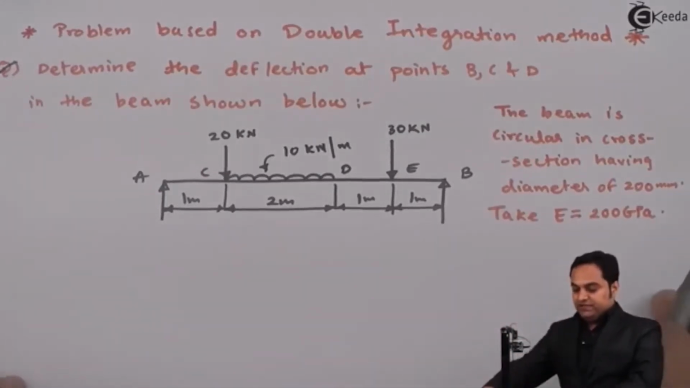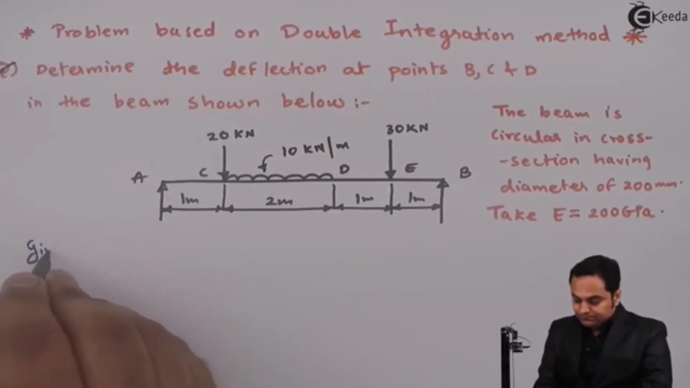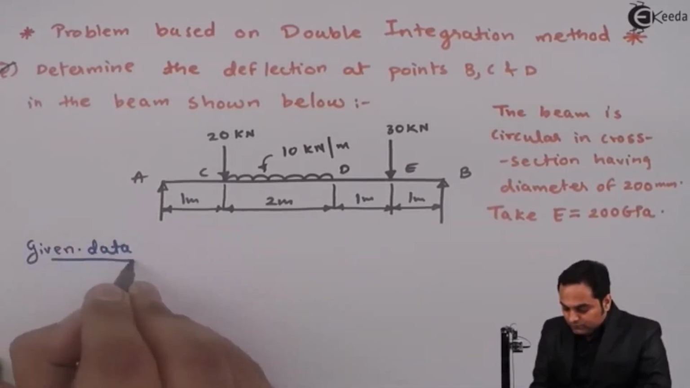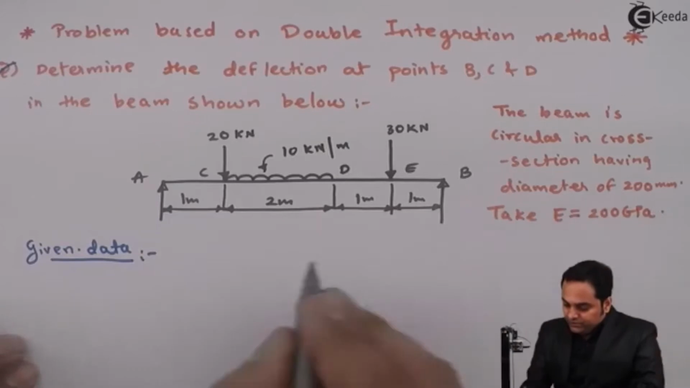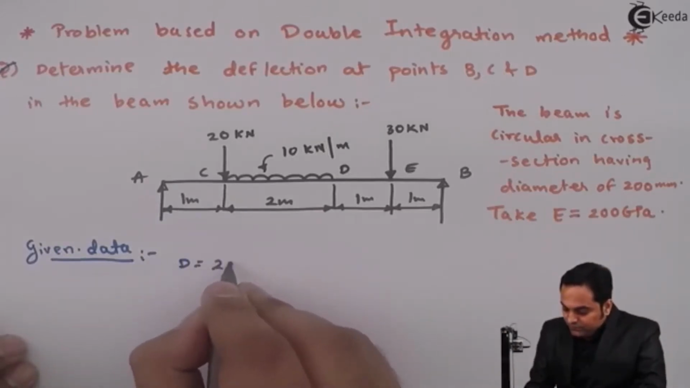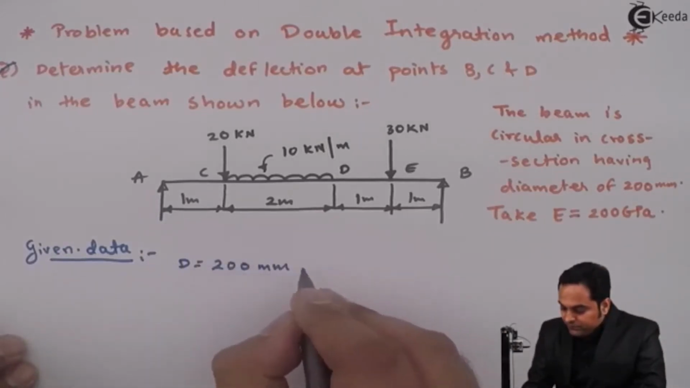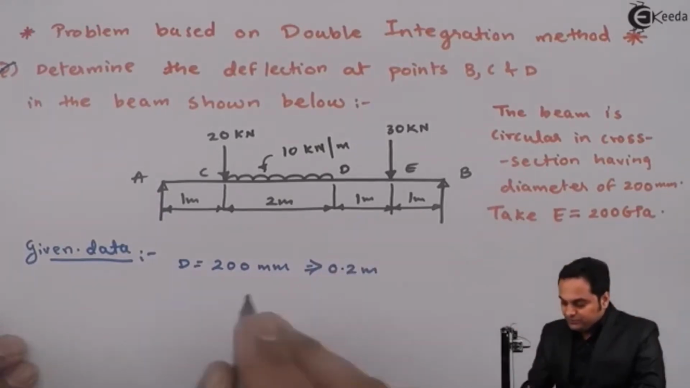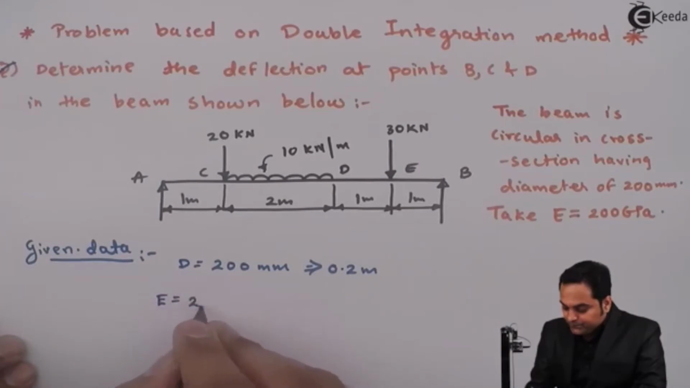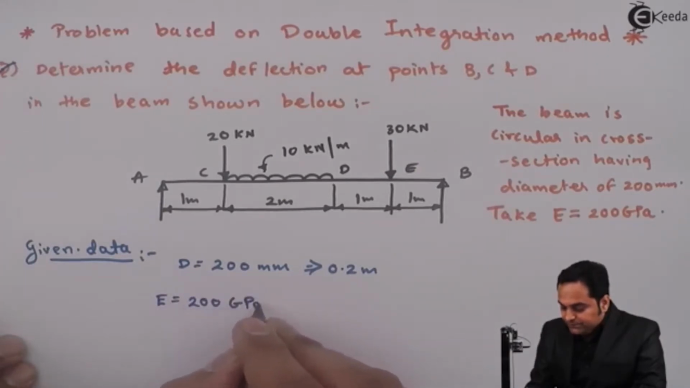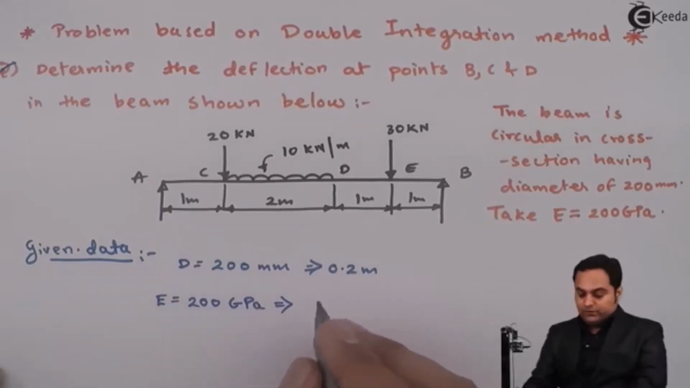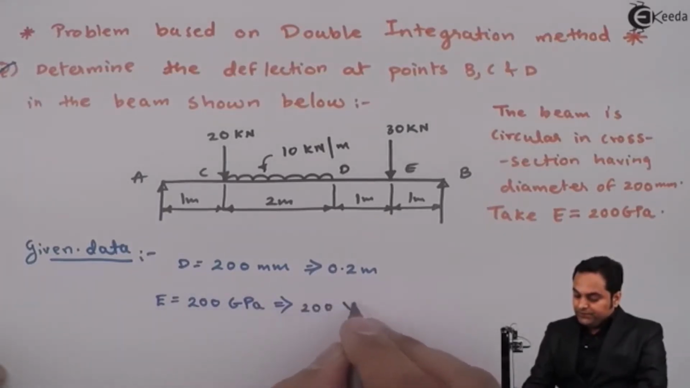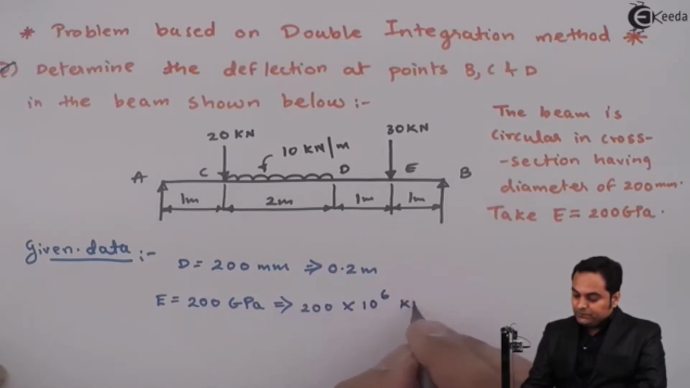Now this is the question we have. I'll write the data. Now the diameter of the beam is given. It is 200 mm, so that becomes 0.2 meter. Young's modulus is 200 GPa, which we can convert. So it becomes 200 into 10 raised to 6 kilonewton per meter square.